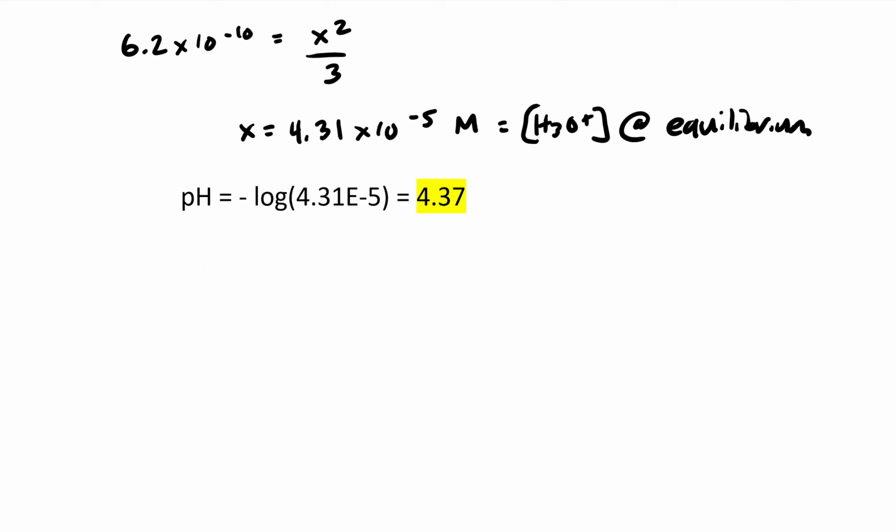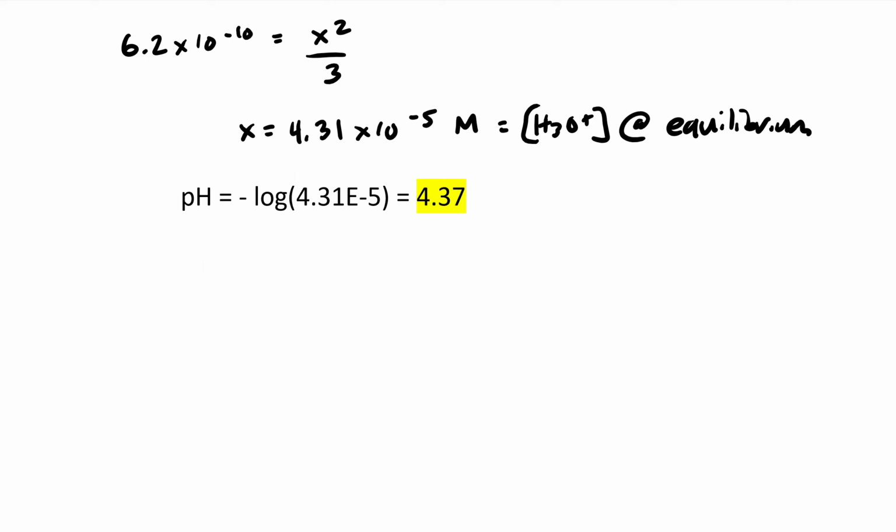And our final answer is 4.37, remembering that our Ka value only had 2 sig figs in it. Our molarity only had 2 sig figs in it, so our pH should only have 2 decimal places. Remember, pH is funny like that in terms of significant digits: they start after the decimal point.